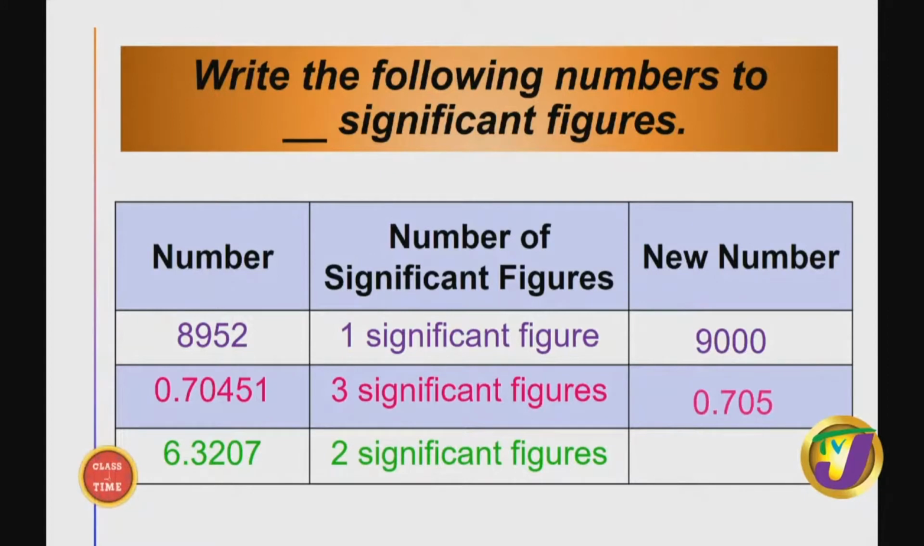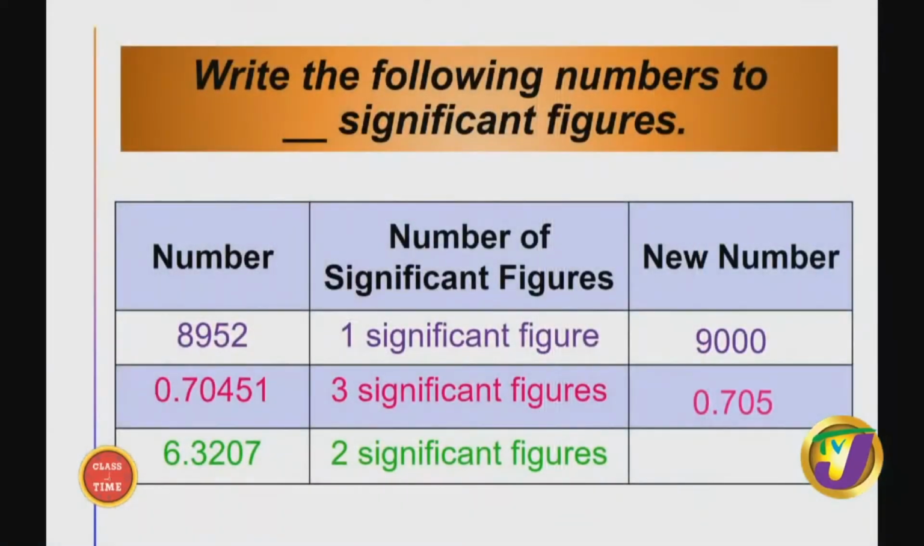All right. Next we have 6.3207, and we're supposed to write this one to 2 significant figures. So we're starting from the left. Is 6 significant? Yes, indeed. So we're starting to count our significant figures. It would be 6.3, and I'm going to stop there because I would have gotten 2 significant figures.